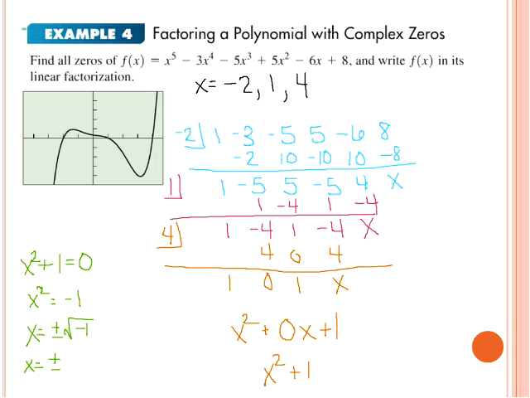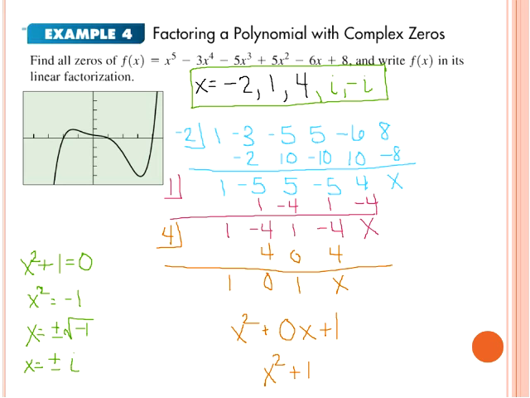An i, yeah. So technically the last two zeros here, so all 5 zeros, if I were to write them up above, -2, 1, 4, you'd have a positive i and a negative i for the last two zeros. So there are all 5 zeros of that polynomial.